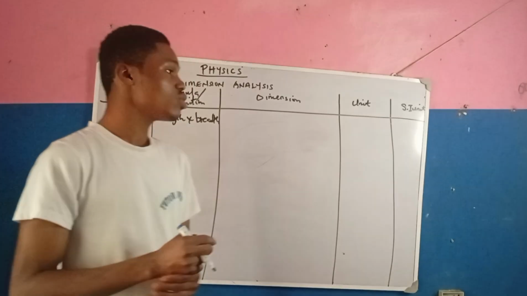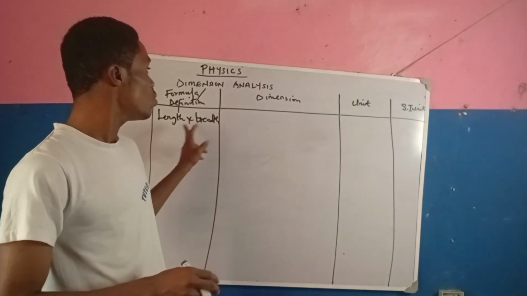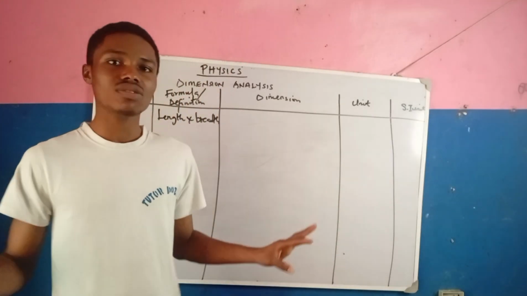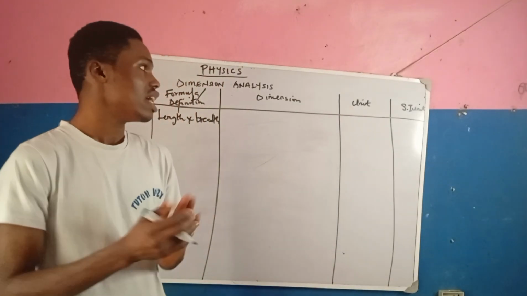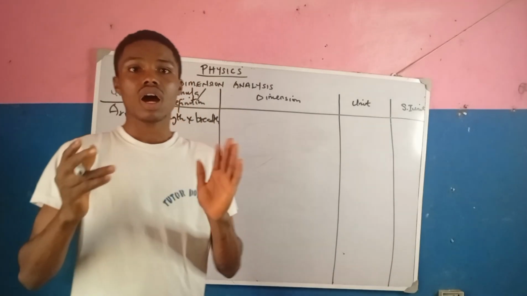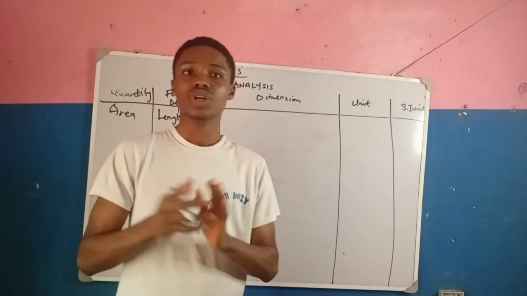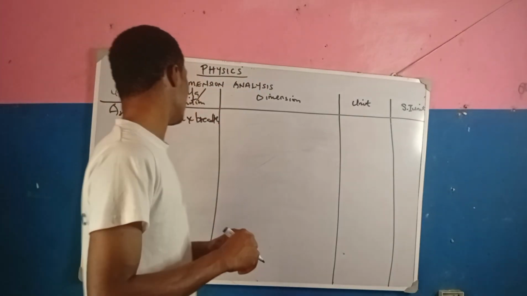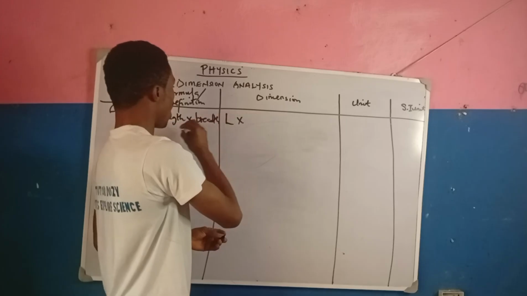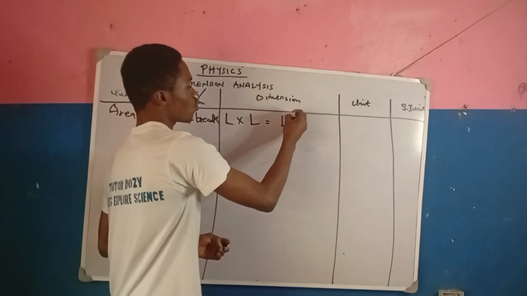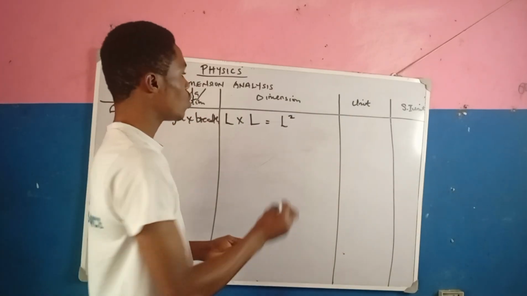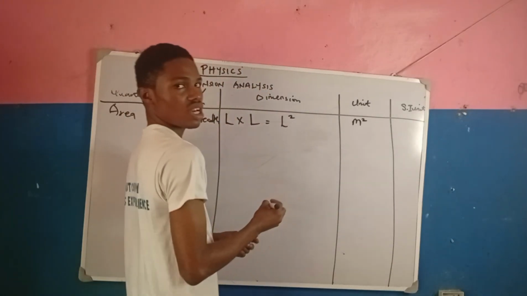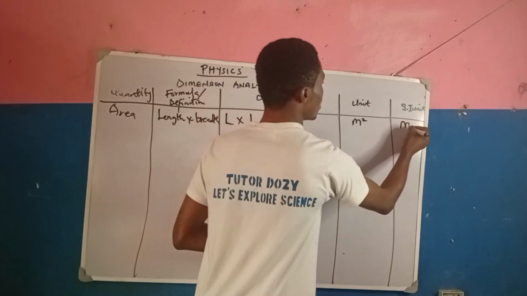Alright, so because of that, we are going to use L as the dimension. M is for mass, L stands for length, and T stands for time. These are the basic dimensions used under mechanics. Alright, L times L is L squared. Now length is measured in meter, right? So we have meter squared, and the SI unit for area is also meter squared.